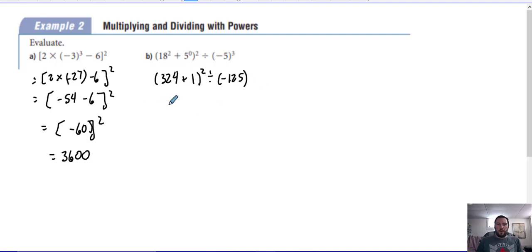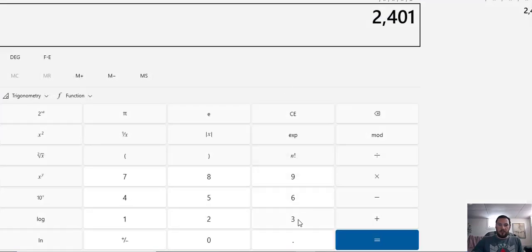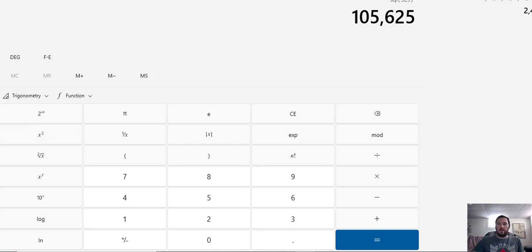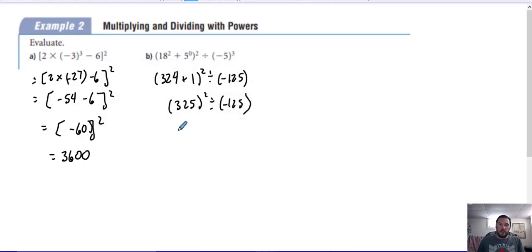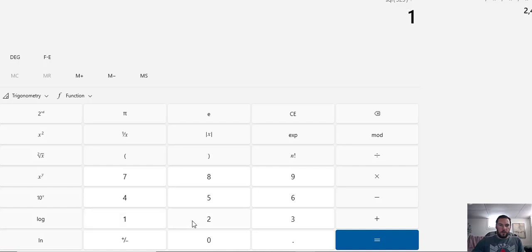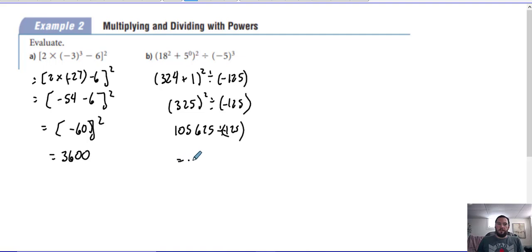Great. 324 plus 1 is 325 squared divided by negative 125. Now, I'm not even going to attempt to do 325 squared in my head. I'll grab my calculator for that. So 325 squared is 105,625. So 105,625 divided by negative 125. And again, I'm not going to try to do that in my head. So we'll divide it by 125, and we get negative 845. And there we go. There's our answer.